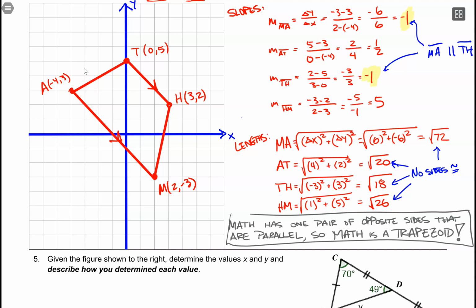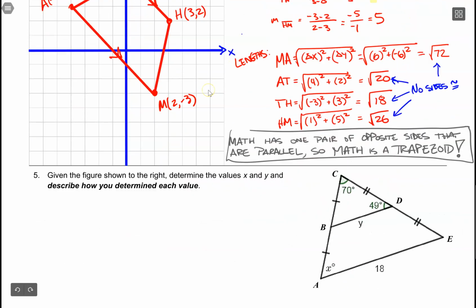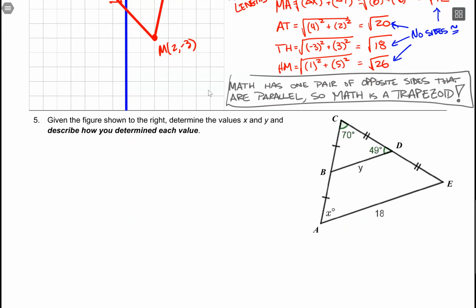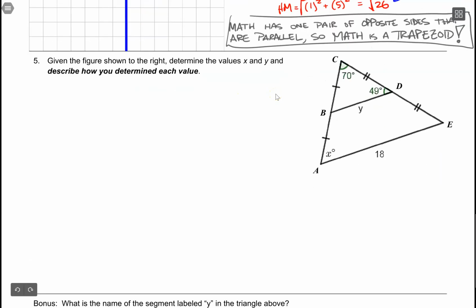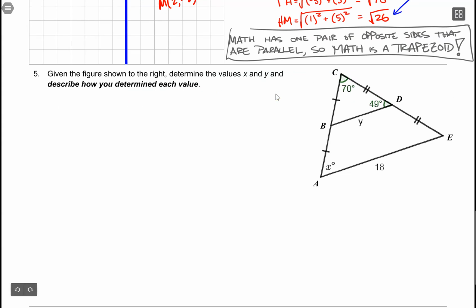Okay, we got one problem left to do here. It's number 5. Given the figure shown right, determine the values x and y and describe how you determined each value. Okay, so the first thing I notice is that I've got congruent marks here and here. That means that point B is a midpoint of segment AC. I also have congruent marks here and here. Same thing is true of D. D is a midpoint of segment CE.